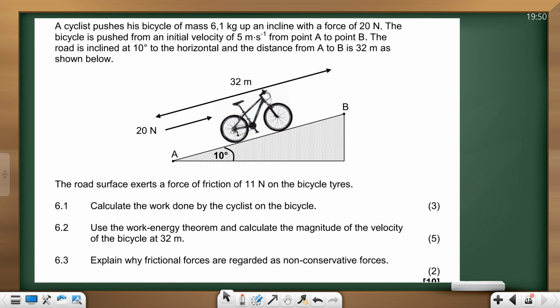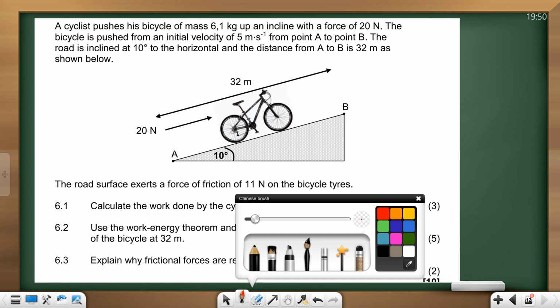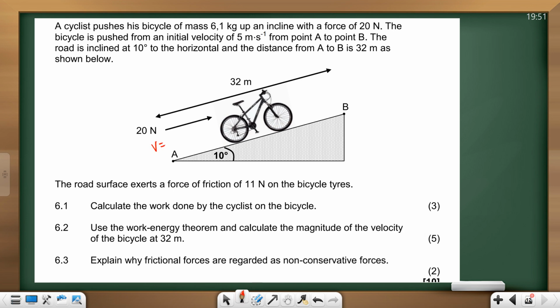An applied force. A cyclist pushes his bicycle of mass 6.1 kilogram up the incline with a force of 20 newtons. The bicycle is pushed, the examiner is emphasizing, pushed from an initial velocity of 5 from point A. Can I just write the 5 there so that it makes it easy for us to see? Velocity here is 5 meters per second to point B.